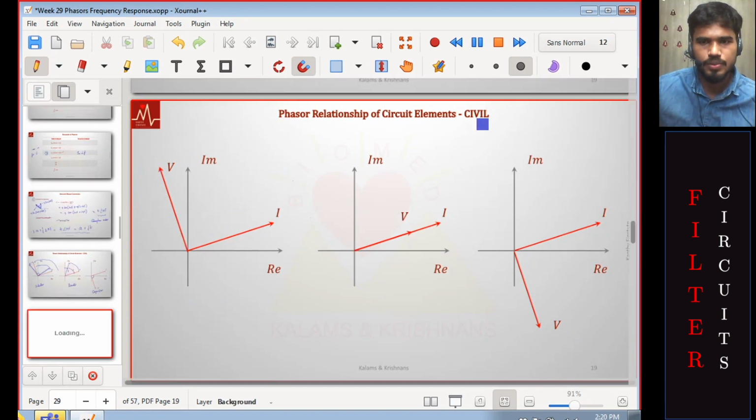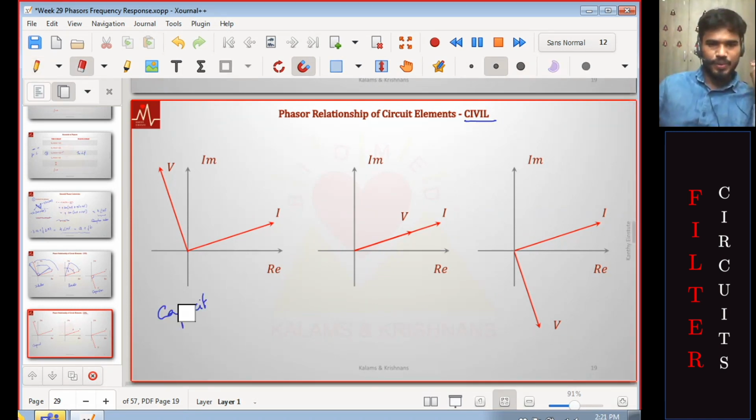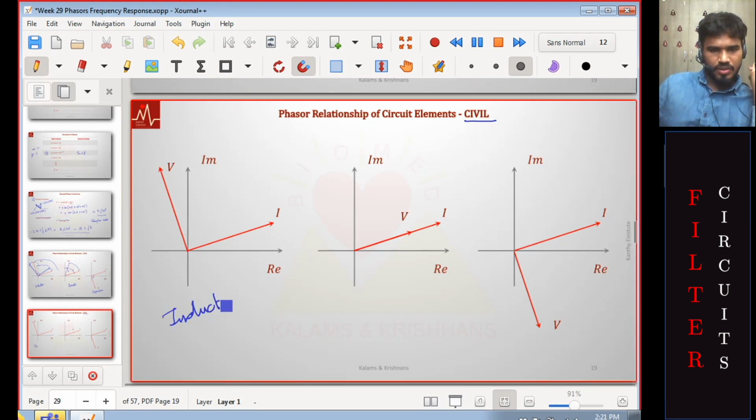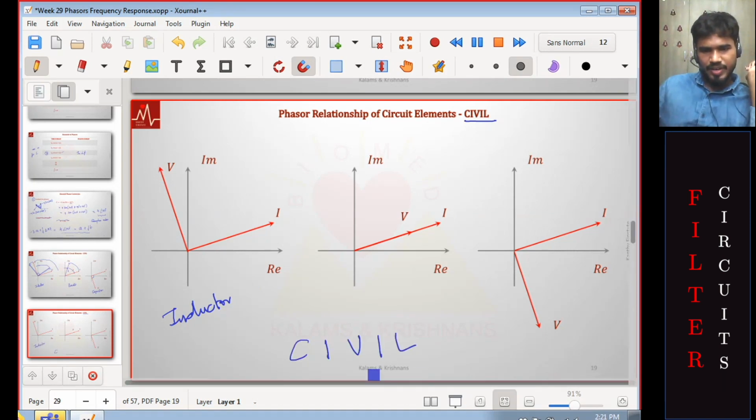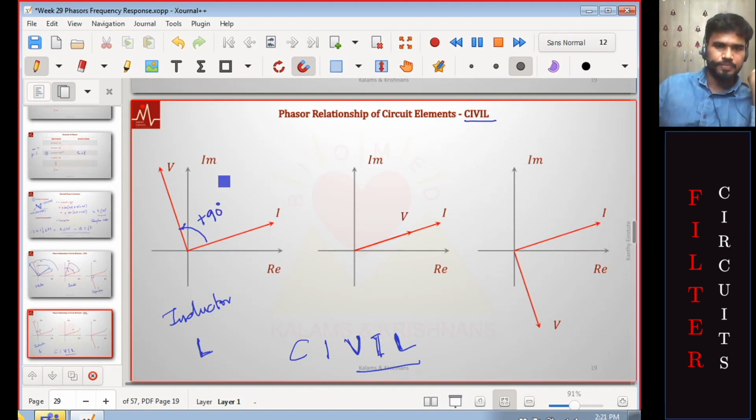So this thing we have, CIVIL, right? This is an inductor. Notice in an inductor, the voltage is leading the current vector. This mnemonic kind of helps. We have CIVIL, right? In an L, an inductor usually has the representation L. We have voltage leading the current. And notice with respect to current, voltage has a positive phase, specifically plus 90 degrees. This is leading.